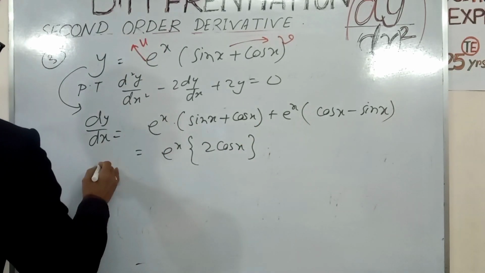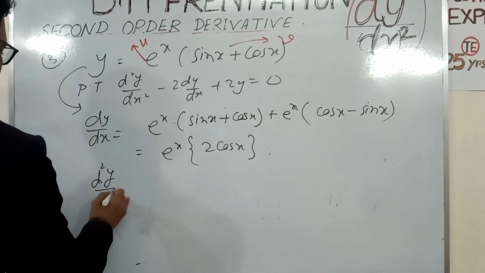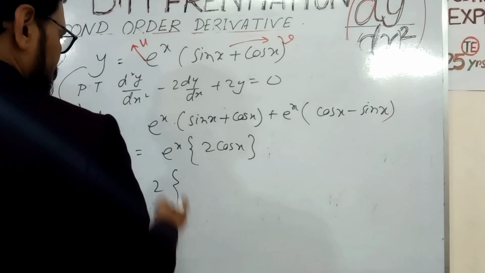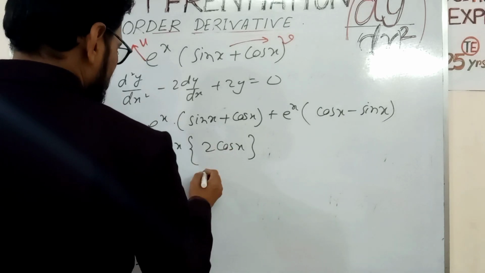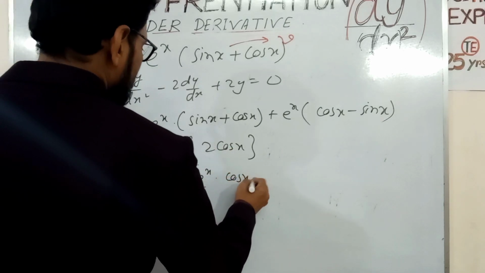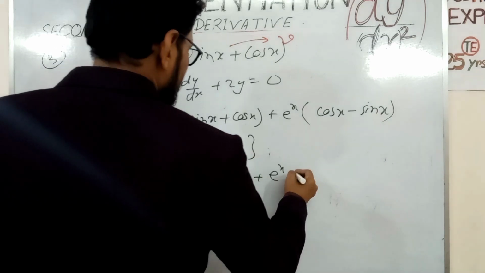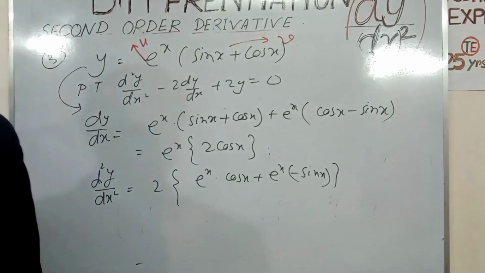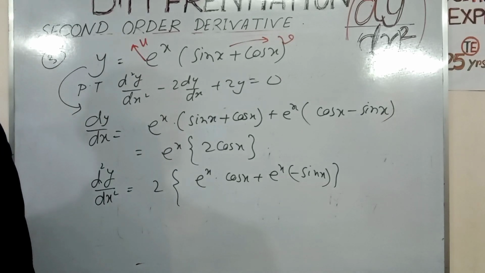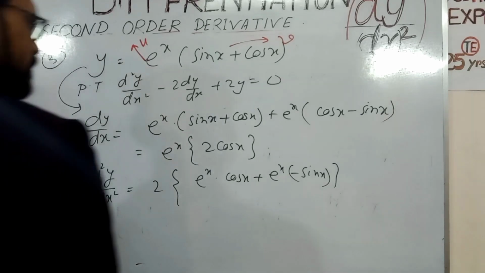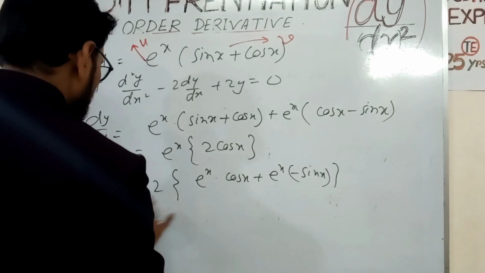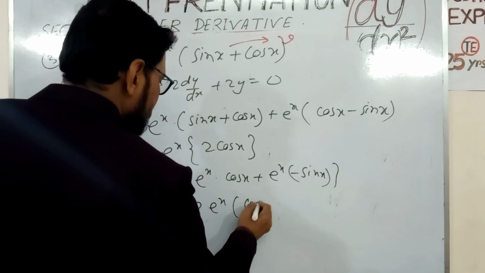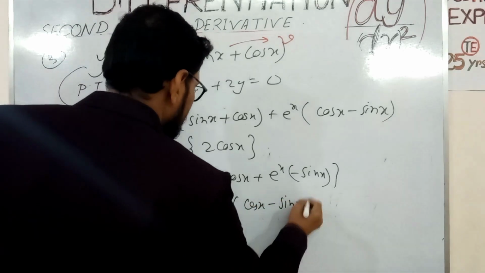Next, d2y by dx square. Again we differentiate this. So e to the power x cos x: the derivative of e to the power x is e to the power x, with cos x constant, plus e to the power x into the derivative of cos x, which is minus sin x. So d2y by dx square is 2 e to the power x common, cos x minus sin x.